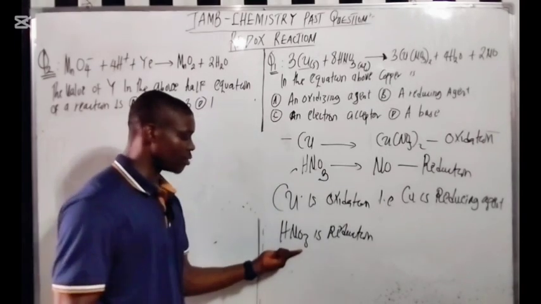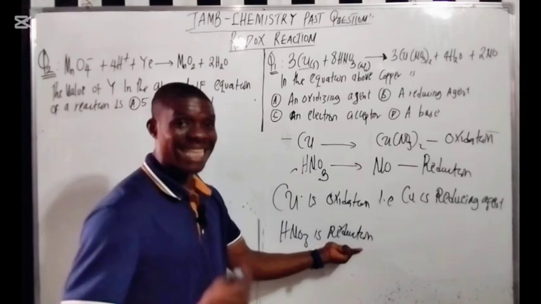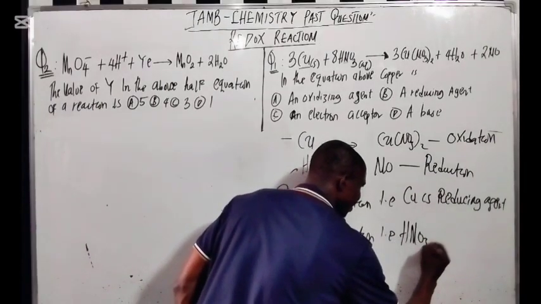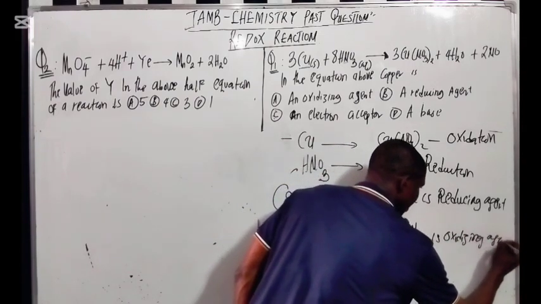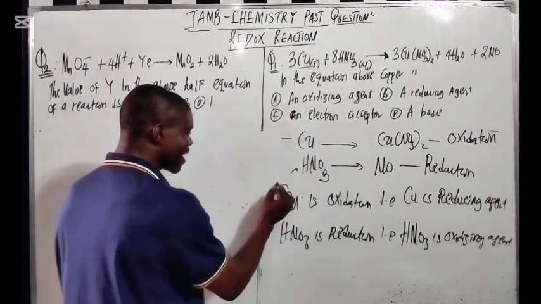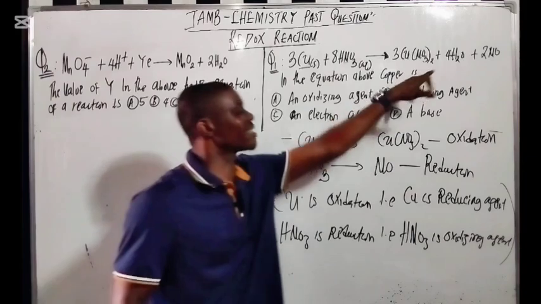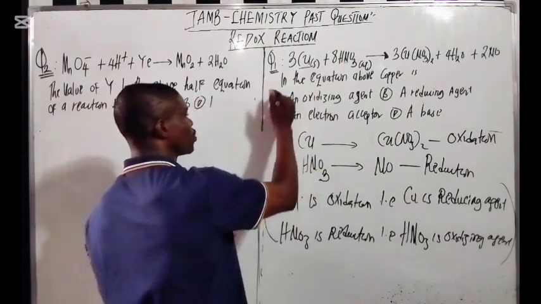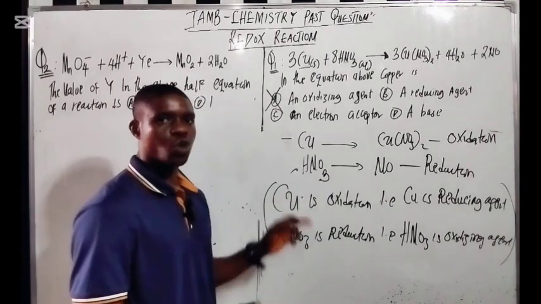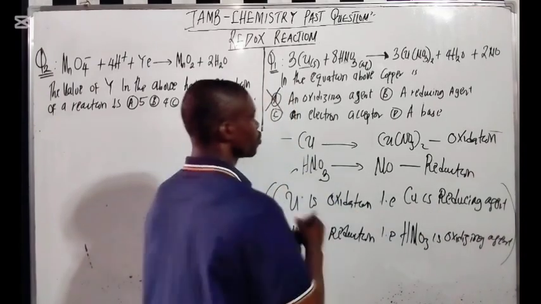This one here, nitric acid, is reduction. Therefore, it is going to be the oxidizing agent. So HNO3 is the oxidizing agent, right? There are things you need to pay close attention to here. Now, is copper in the equation above an oxidizing agent? The answer is no, it's not an oxidizing agent, because copper is oxidation. Therefore it is a reducing agent. So the answer is what?